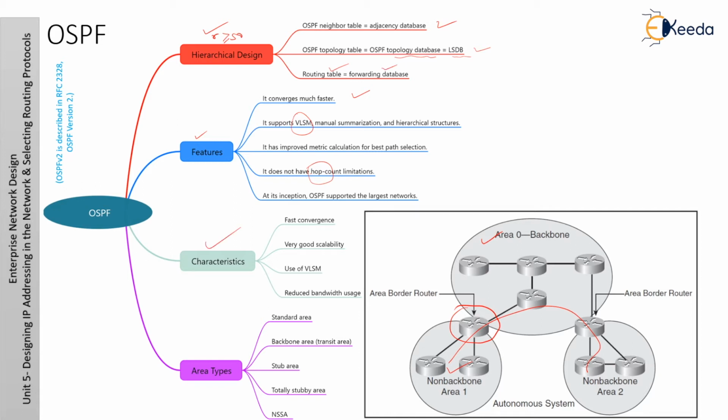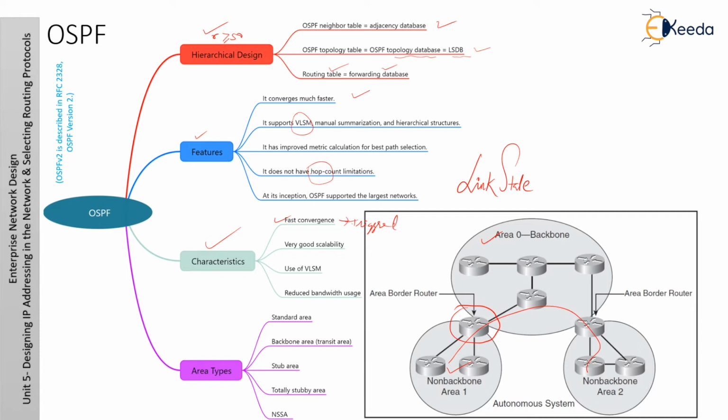OSPF is a link state protocol. First of all, it is a link state protocol that has characteristics like fast convergence. In previous protocols, fast convergence is also there. OSPF achieves fast convergence times using triggered link state updates. Okay, this also follows triggered, not periodic, updates.